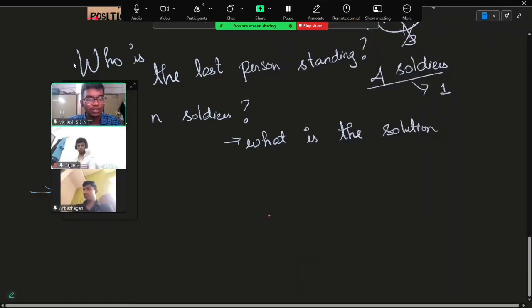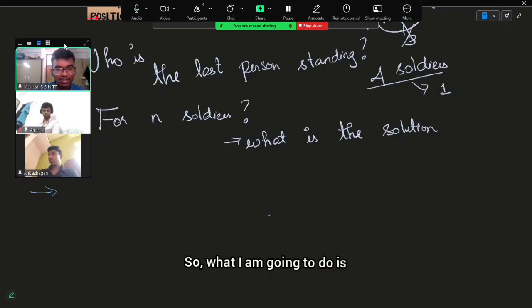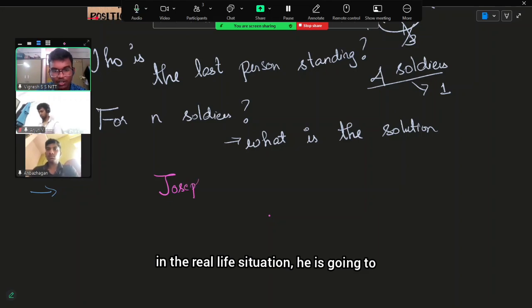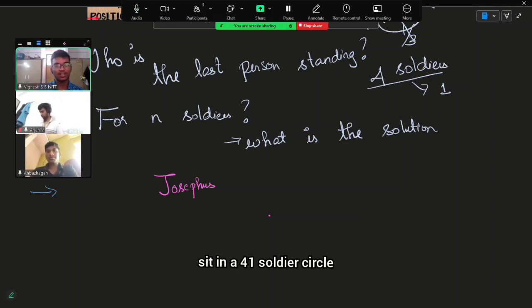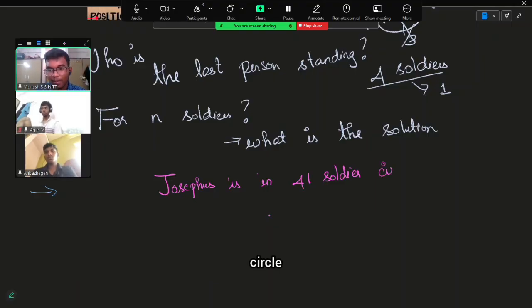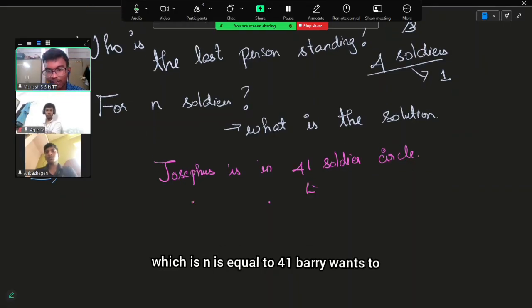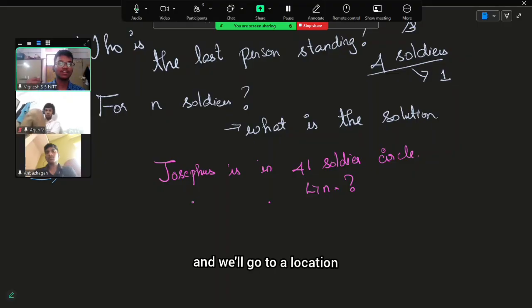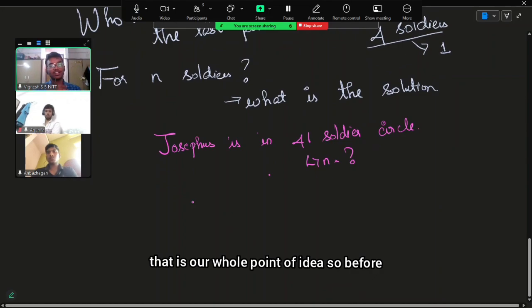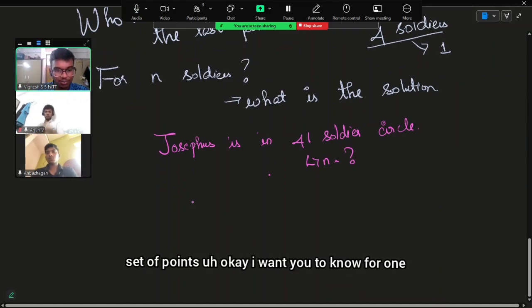Okay, let's go. So in the Josephus problem, in the real life situation, he is going to sit in a 41 soldier circle. So in a 41 soldier circle, he is going to stand. We will think on that perspective, where n is equal to 41. We will find our formula and go to a location and make Josephus stand so that he will get a slide. That is our whole point of idea. Before that, we will first move on to finding the set of points.